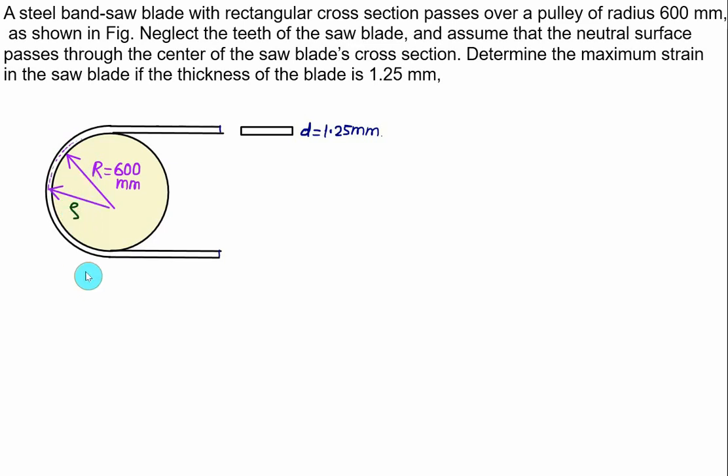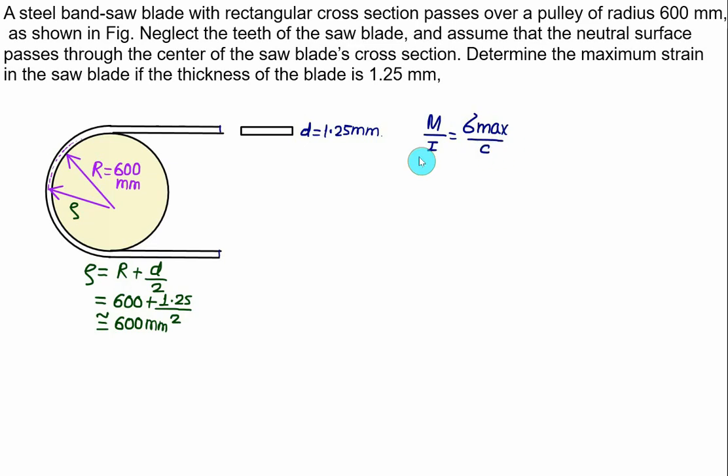In this case, we have radius of curvature rho equal to r plus the thickness divided by 2. Radius of pulley is equal to 600 mm plus 1.25 divided by 2. So this is assumed to be approximately equal to 600 mm. So we can use here the flexure formula, which is M by I equal to sigma max divided by c.